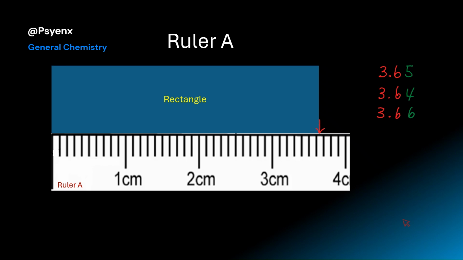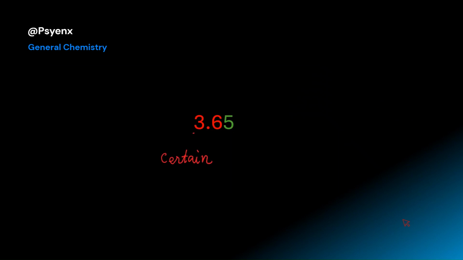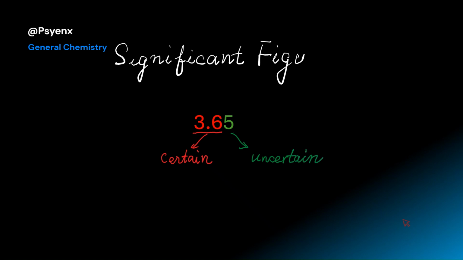They're all acceptable. In chemistry, we always estimate one last digit, and only one. And those certain digits, 3 and 6, plus that one uncertain guesstimate, 5, are what we call significant figures. So there are 3 significant figures in this measured number.